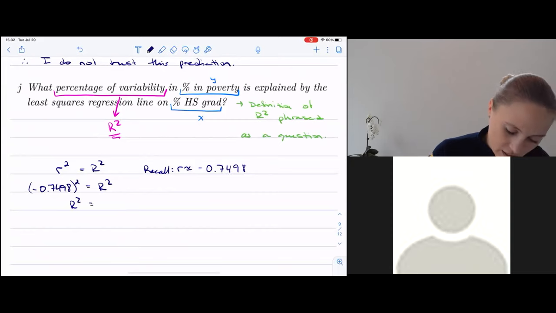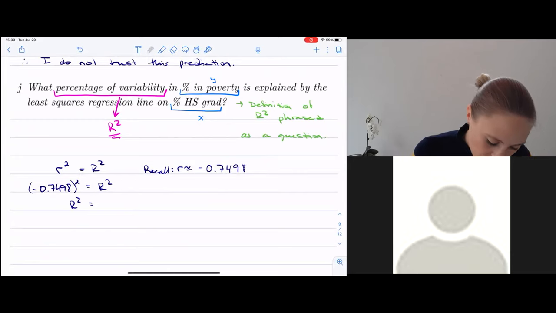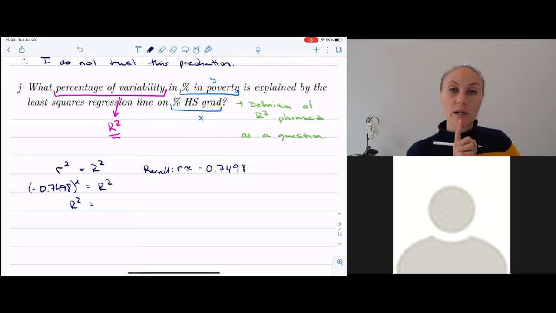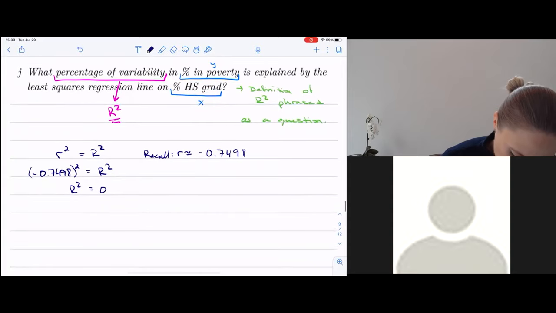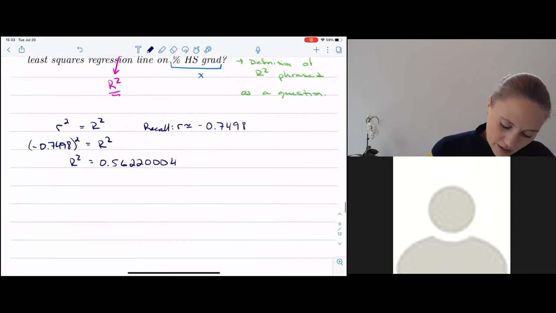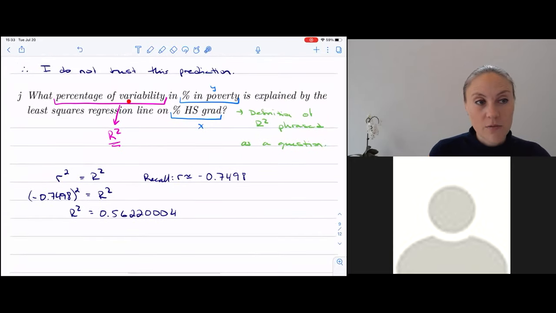So R squared, and notice here, I'm just using a revolving door because I like to have what I'm solving for on the right-hand side. And so negative 0.7498 squared, once you square it, it has to become positive, right? If it didn't become positive, you forgot the brackets in your calculator. Right. And so R squared is 0.5620004.